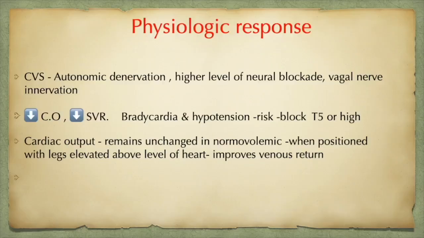Physiological responses to spinal anesthesia. The cardiovascular system is the most affected due to autonomic denervation following the blockade of the B fibers. When a higher level of neural blockade is achieved following spinal anesthesia, you have bradycardia due to unopposed vagal nerve innervation.